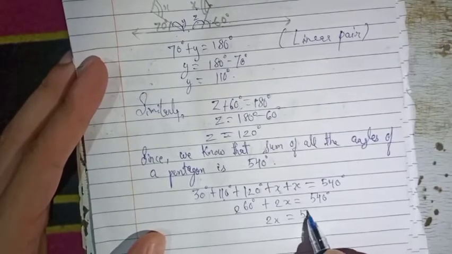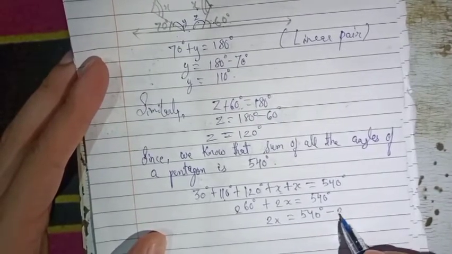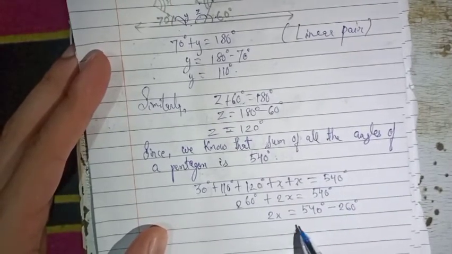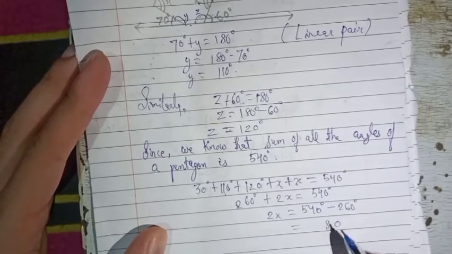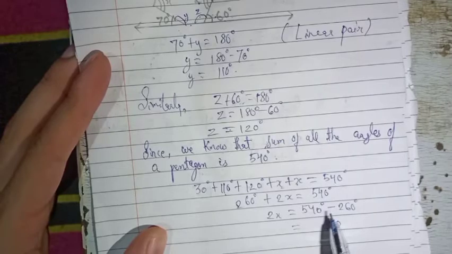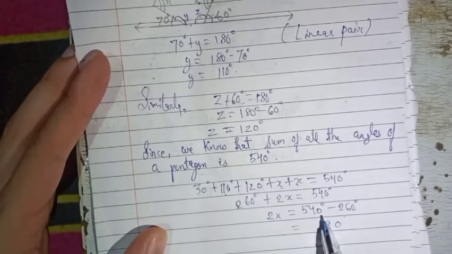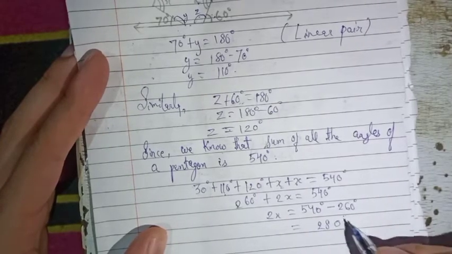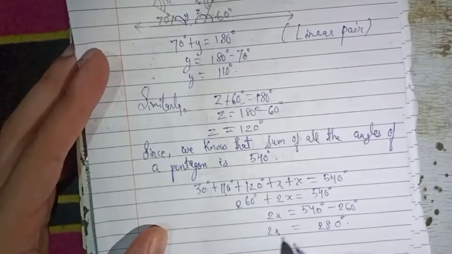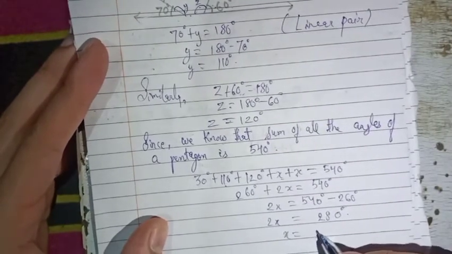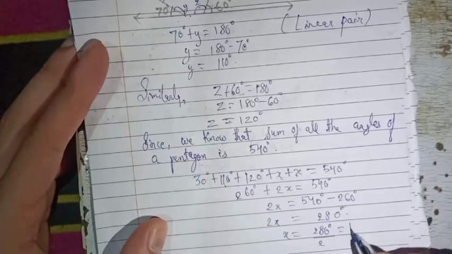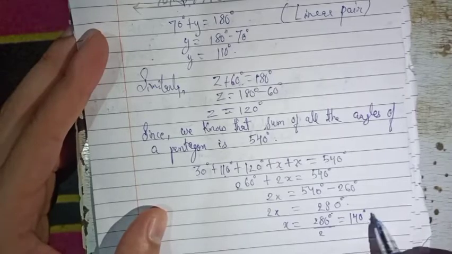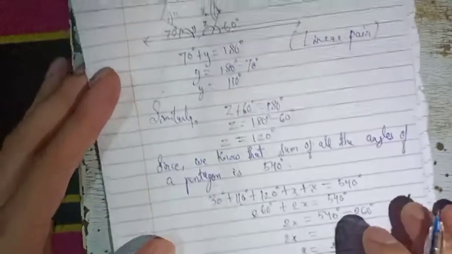Therefore 2x will be equal to 540 degree minus 260 degree. This 260 will move towards the right hand side and it will be subtracted. So we will subtract 540 minus 260. So it will be 280 degree. 2x is equal to 280 degree. So x will be equal to what? 280 degree divided by 2, that is 140 degree. So the value of x is 140 degree.